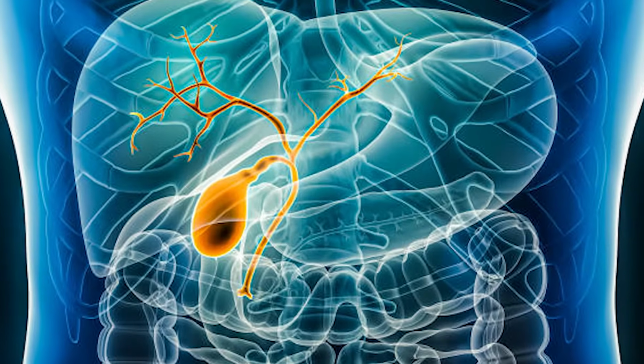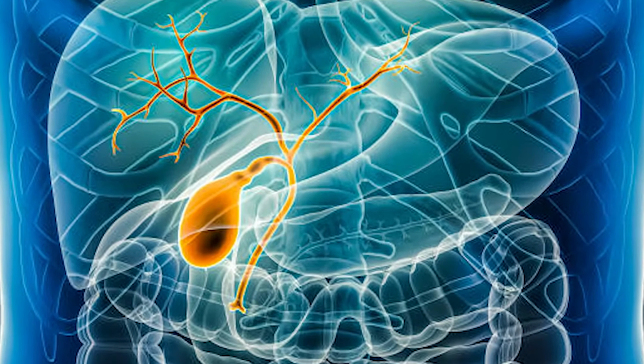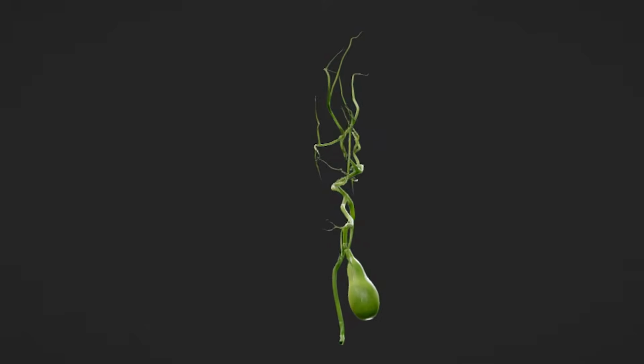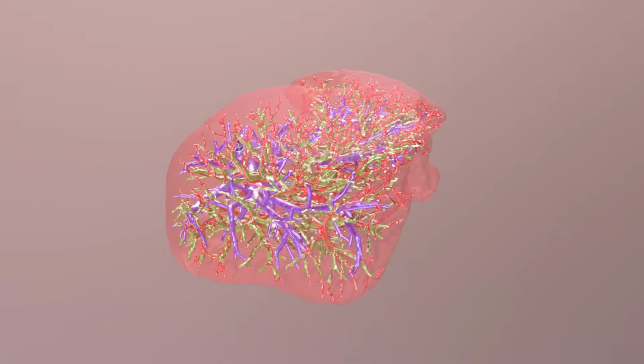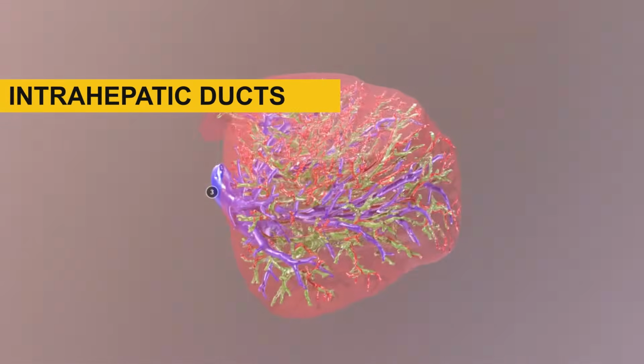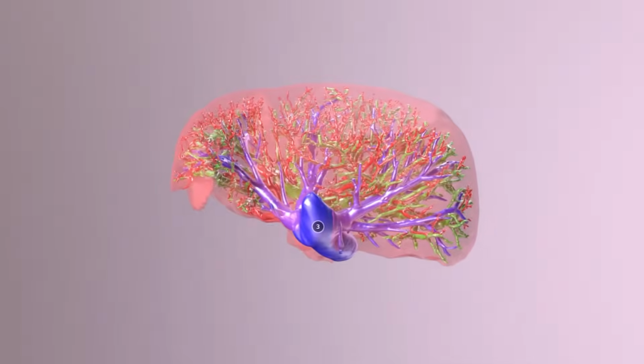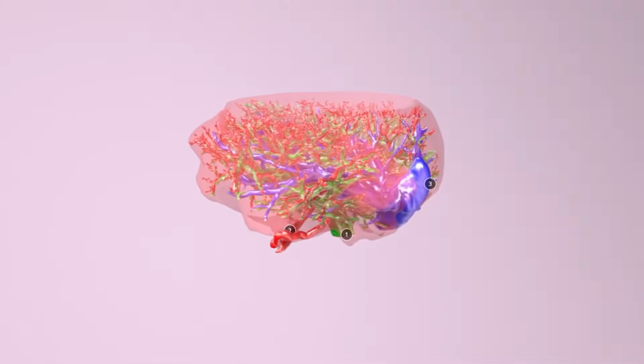Intrahepatic ducts. These are the smaller bile ducts located within the liver itself. They collect bile from the liver's hepatocytes and converge to form larger ducts that eventually exit the liver. The intrahepatic ducts are responsible for transporting bile from the liver's lobules to the extrahepatic ducts.